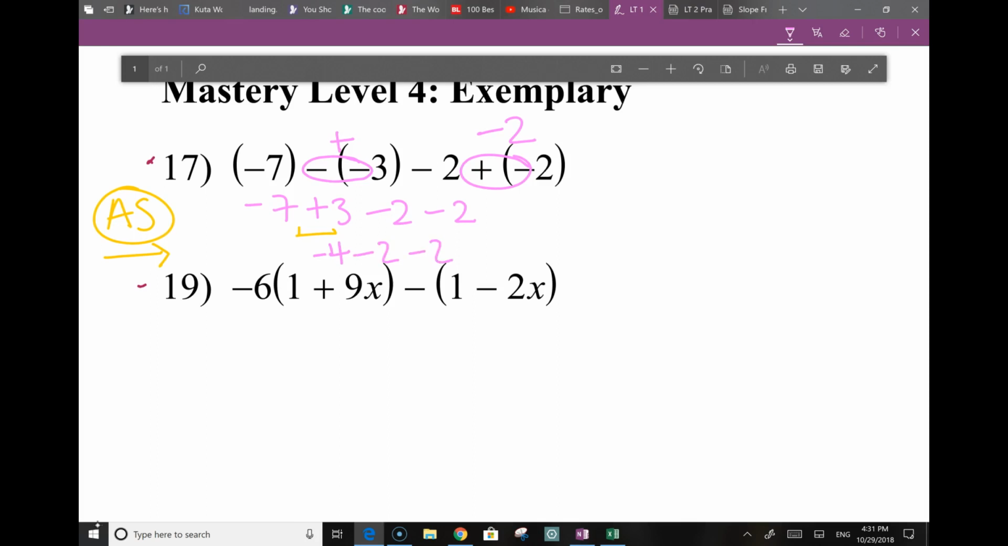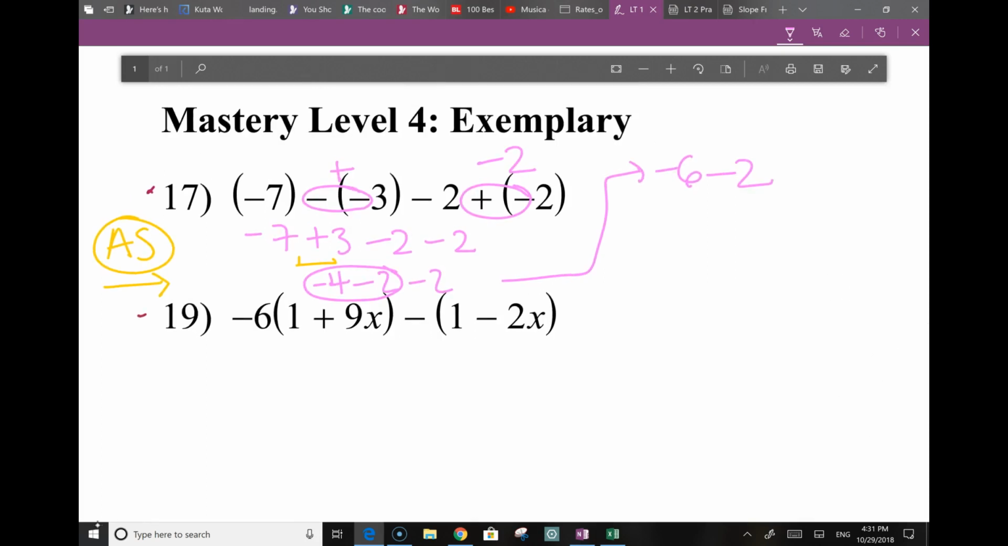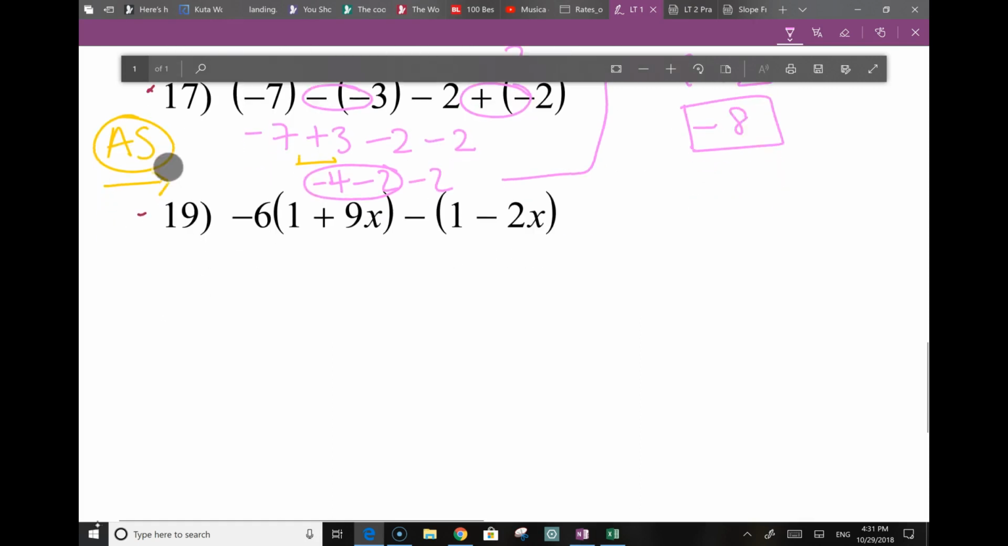Okay. Going left to right again, I'm going to put together negative 4 minus 2, and I'm going to swing this way. Negative 4 minus 2 would be negative 6. And now I have negative 6 minus 2, which is the last 2 in this long string of terms. And then finally, negative 6 minus 2 would be negative 8. And that would be the end. Okay? All right, number 19.